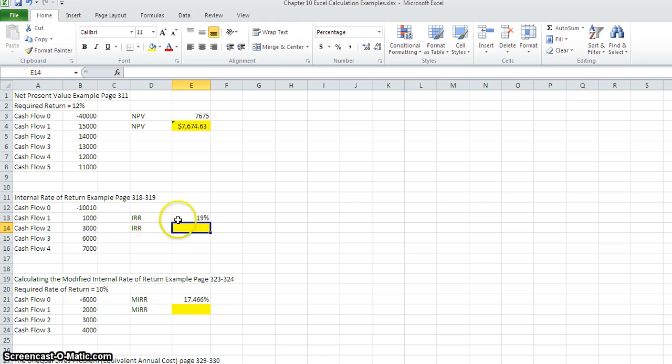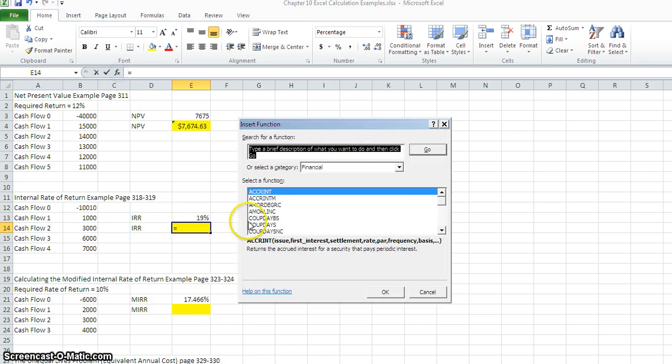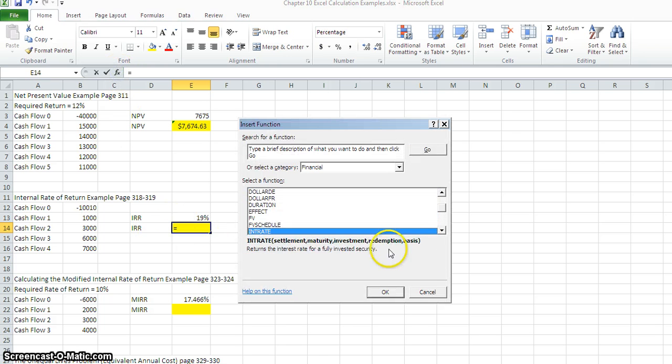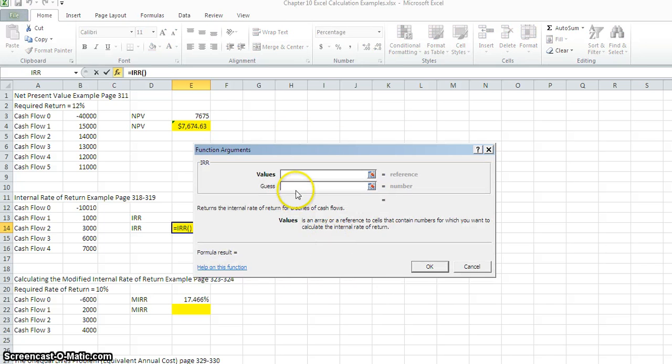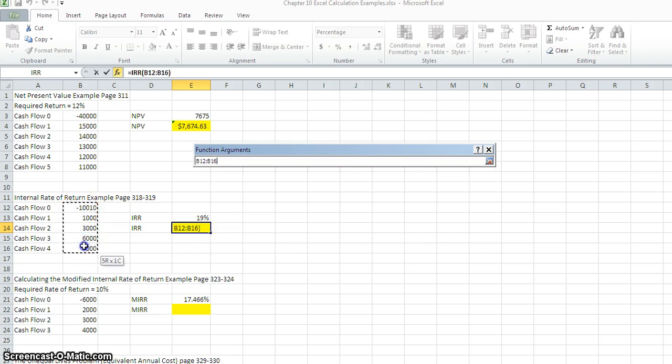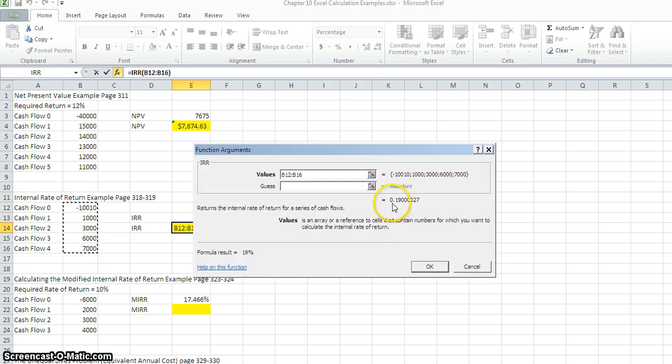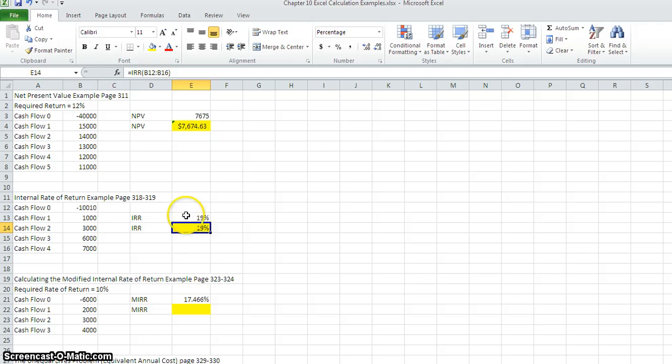So to do this, we're going to go to f of x, find internal rate of return, IRR. We say OK. Now with internal rate of return, you do include the initial cash outlay in Excel. So I'm going to highlight that initial cash outlay and the future cash inflows. And we see that 19%, so it does match the result we have in the textbook. If I discounted all these cash flows by 19% and added them all together, it would exactly equal that $10,010.